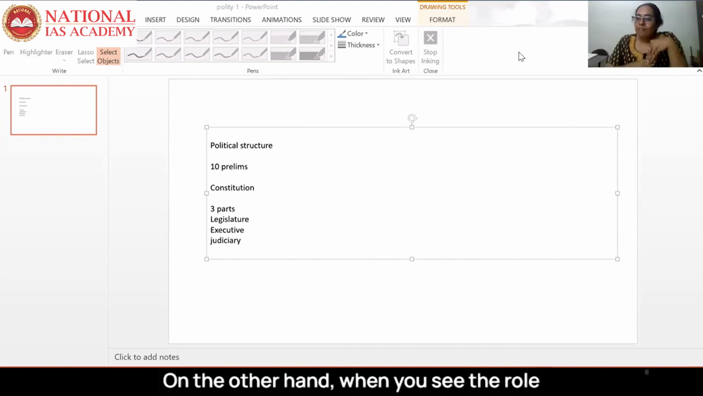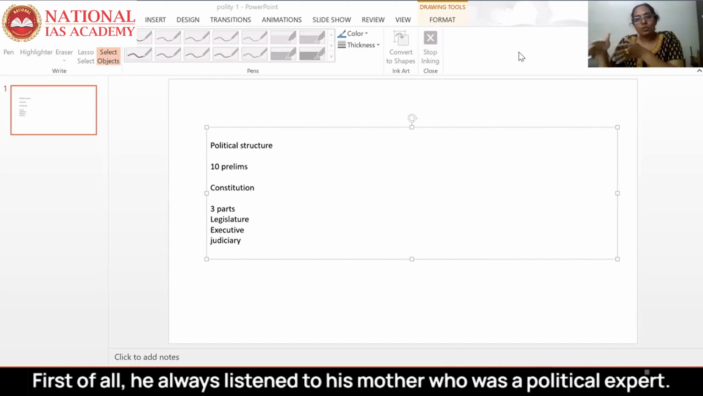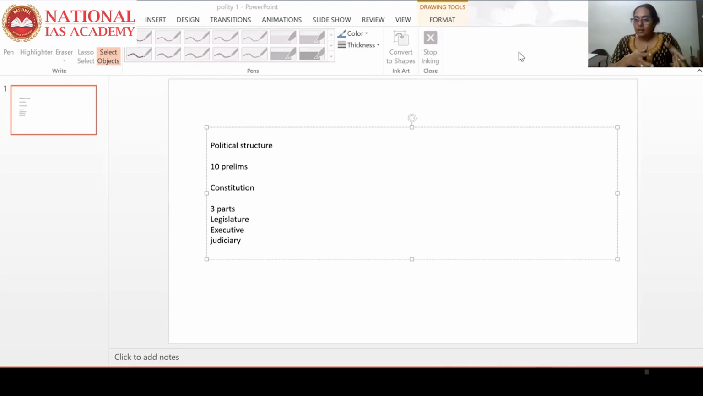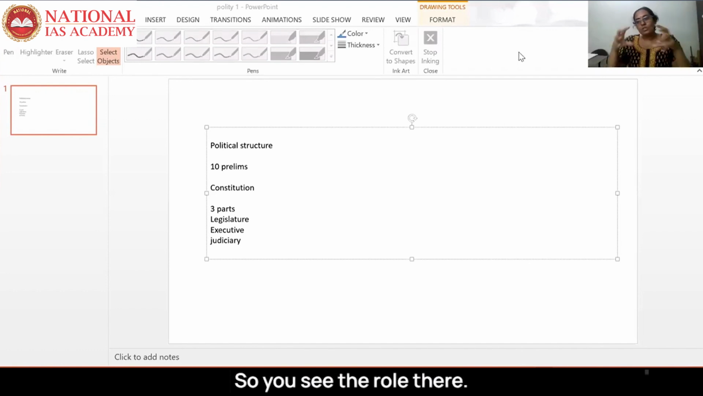On the other hand, when you see the role of Bahubali, it was quite well balanced. First of all, he always listened to his mother, who was a political expert. Second was Katappa, who was his military general. Then the father, but the father didn't go and give advice. Fourth, he took the advice of the wife also. Fifth, he took the advice of the people also. So you see the role there.